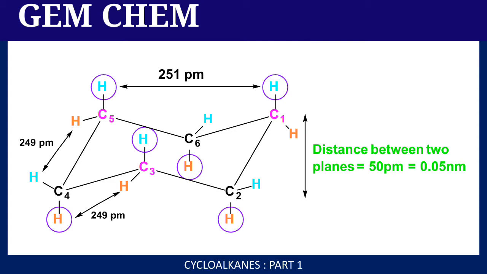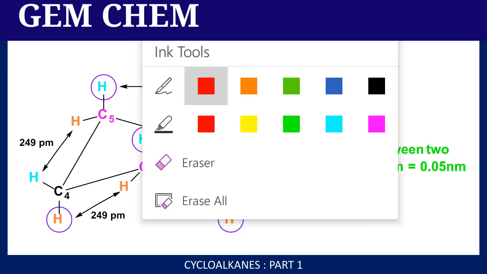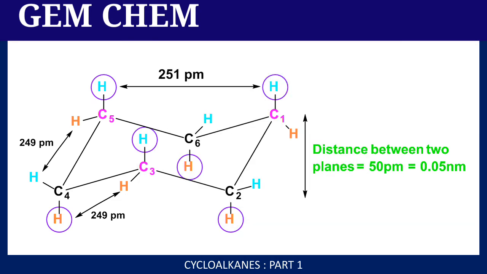First we need to consider that the distance between the planes of the two carbons, which is above and below the plane, it is 50 picometer or 0.05 nanometer, and the hydrogens given in blue color show that the hydrogens are above the plane. This implies that these particular hydrogens are known as beta hydrogen. Above the plane is known as beta hydrogen, and those hydrogens given in orange are alpha hydrogens below the plane.